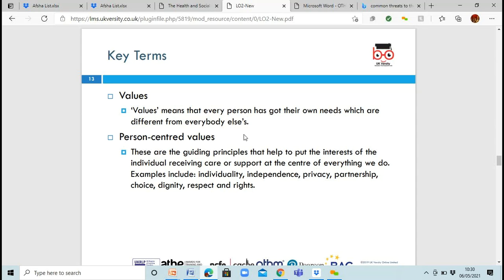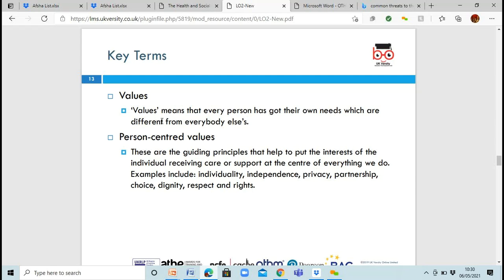Now, for those of you who have done person-centered care, you'll be very familiar with how big values and the person are within healthcare. For the ladies that have just joined, we'll be going on to that soon, but you'll still be able to learn the same things here again.